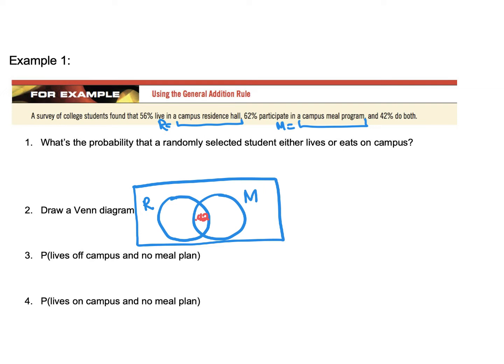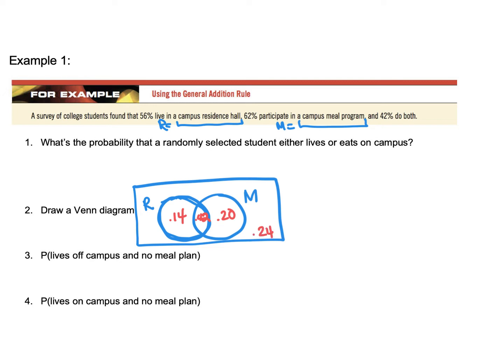56% live in the campus residence hall. So all together in this left blue circle here, this is going to have to add to 56%. So if I do 0.56 minus 0.42, that leaves me 14%. The right circle, 62% altogether. So 42% are in the middle. That means 20% right here. And then what about that neither live in the campus residence hall nor participate in the meal program? Well, it's all got to add to 1. So if I add these three values, that's 0.76. So subtract that from 1, that gives me 0.24 down here that do neither.